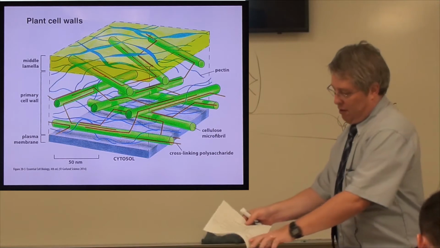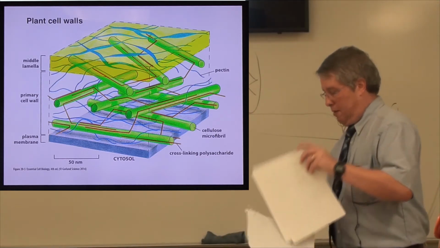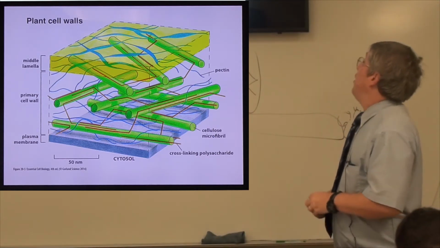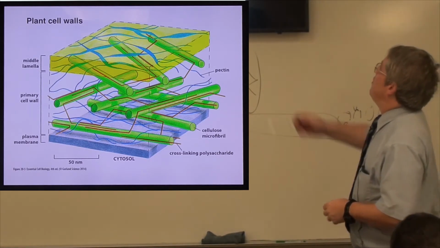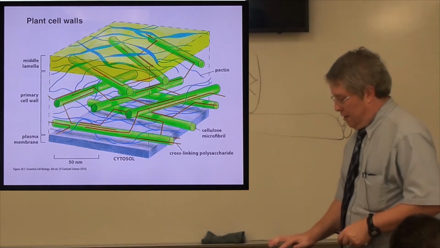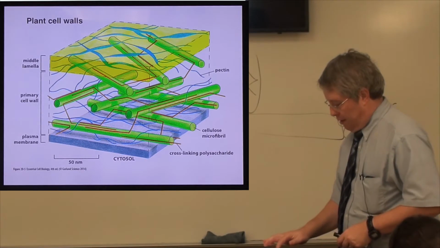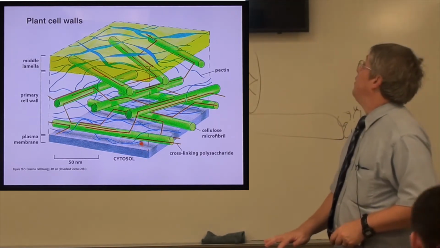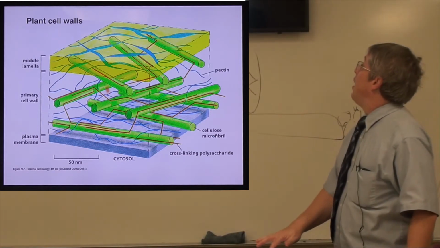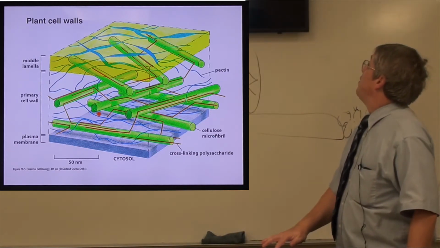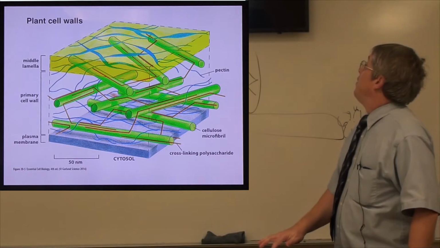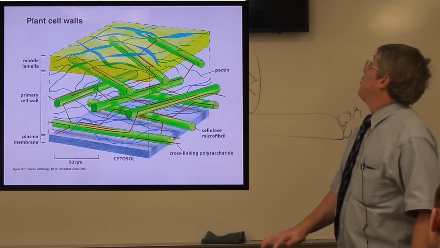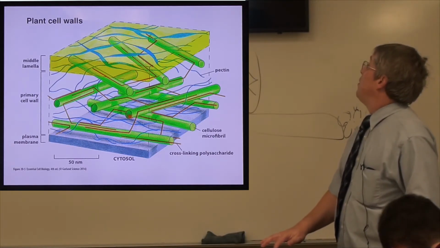Plant cell walls are made of a bunch of things, but mostly cellulose. Here's the membrane on the bottom, and then you've got the cell wall out here outside the membrane, and these are all cellulose. And cellulose, again, is a polymer of glucose, so it's basically a polysaccharide.